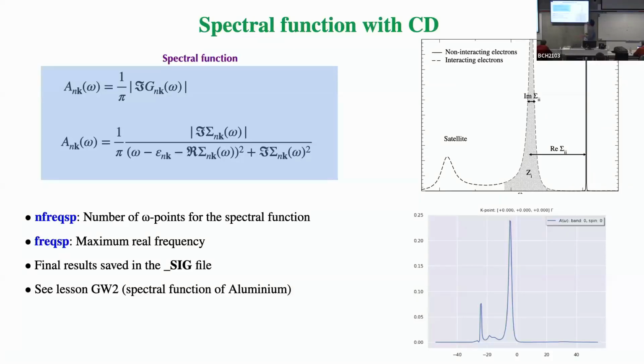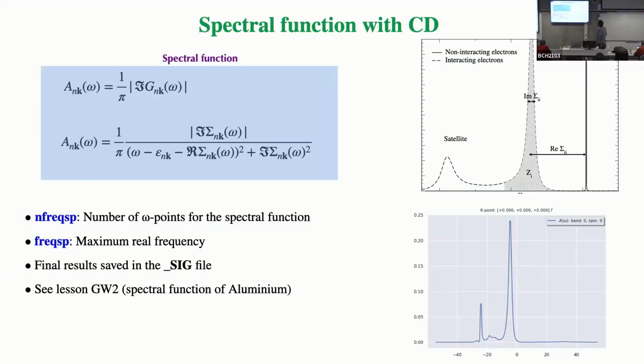Okay, well, if you use the contour deformation method, then you can also obtain the spectral function. By default, this calculation is deactivated because it's expensive. But if you want to do contour deformation plus spectral function, then you select the number of points in the input file. By default, it is 0, and also the maximum frequency along the real axis. And this is what you should get.